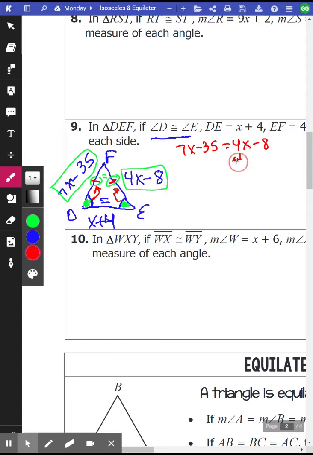Move the 4x by subtraction of both sides. 3x minus 35 is equal to negative 8. Then I'm going to move the 35 across by adding it. So that would give me, I believe, 27, if I'm correct. X equals 9.